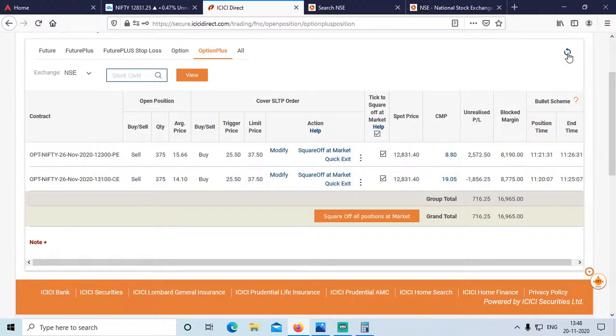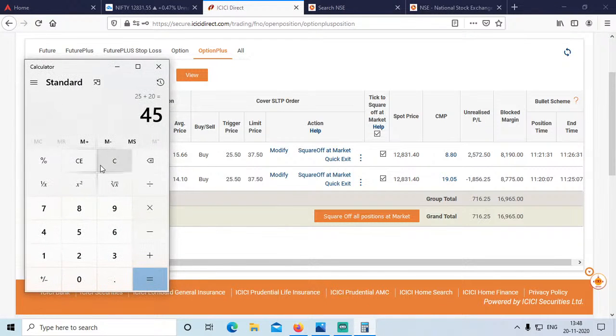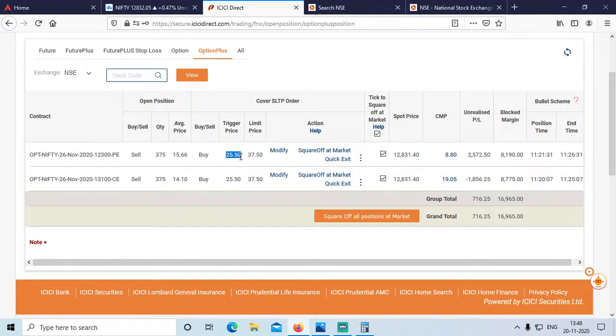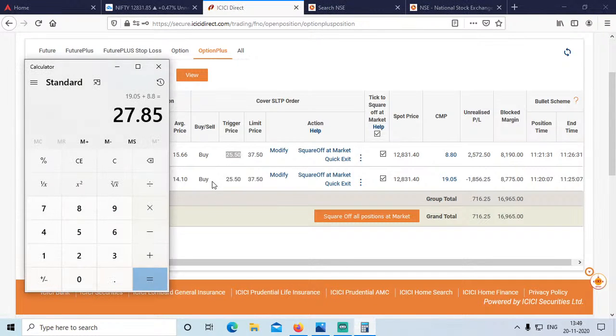Okay, we have to be careful enough. If you add this CMP 19.05 plus 8.8, it's 27. See, it got increased. My trigger price is 25.5, but it got increased to 27. That is the problem. This is why our profit also got reduced.